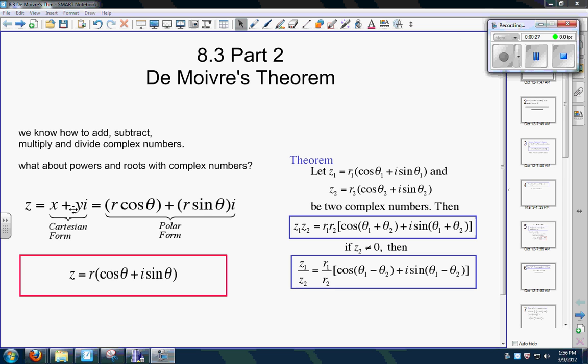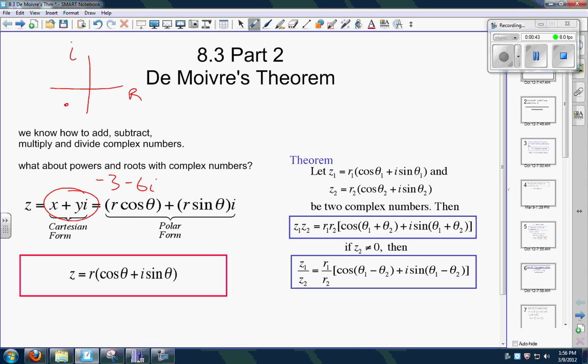So the first thing is they look like this. So we have any complex number. Here's the real axis, here's the imaginary axis. We just plot this thing in rectangular form. So -3 minus 6i would be somewhere down here. Okay, we want to represent that in polar form.